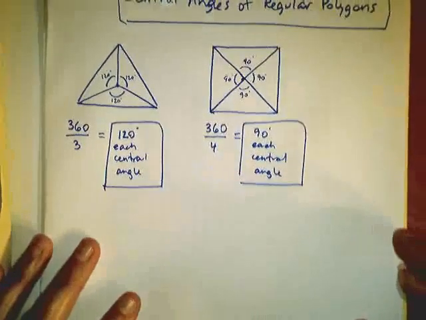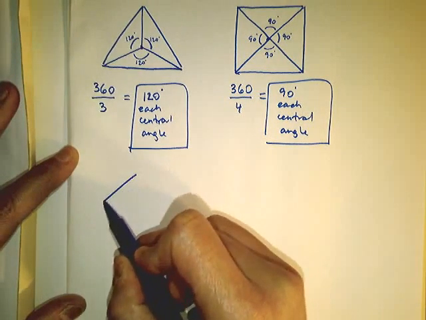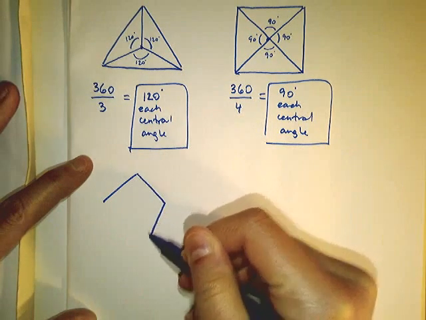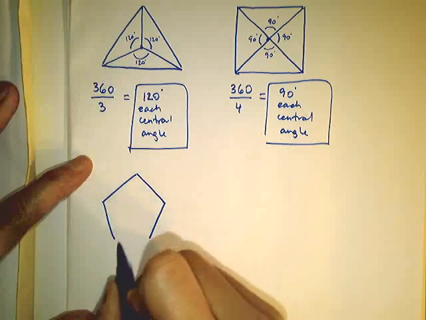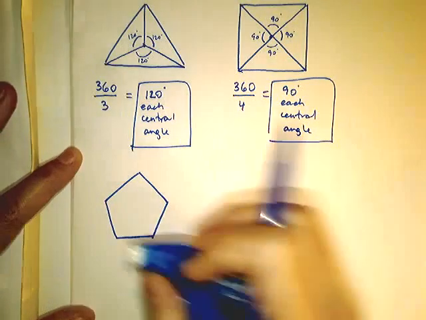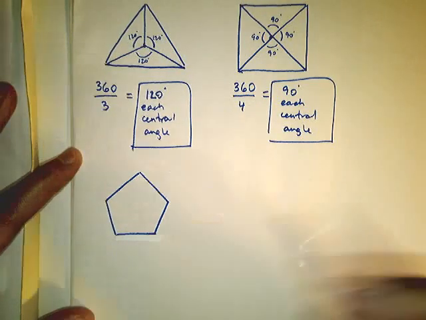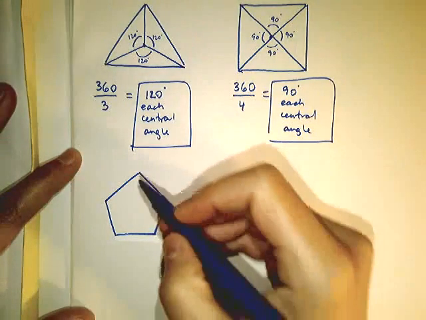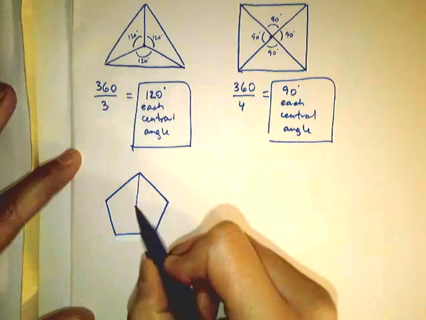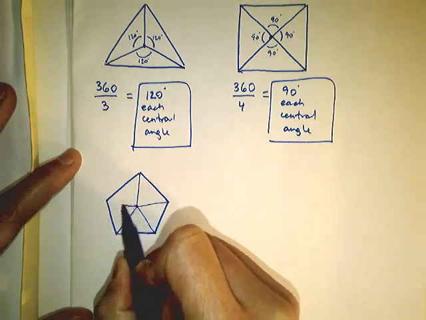We can do this for a pentagon. Again, I tried to draw it as best I could as a regular shape, meaning that I tried to draw it where all the sides are equal in length. I think that's about as good as I can do. I'll find the center of it as best I can estimate. And then I'll draw all the lines that are the radius lines. There you go.